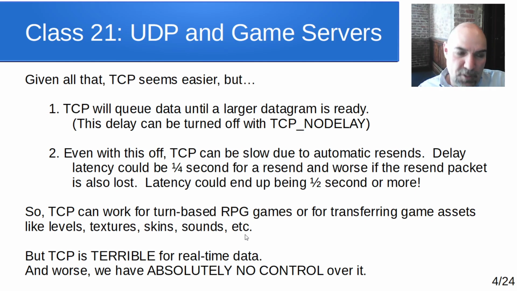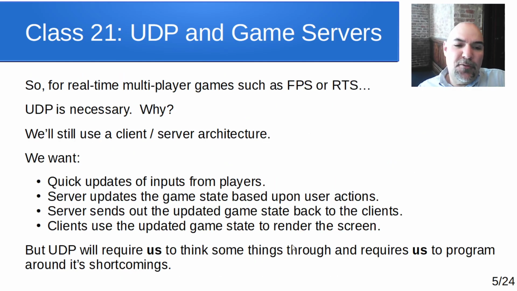And the worst problem about TCP/IP is that we have, as a programmer, no real control over it other than turning off the TCP delay. But that cannot improve our performance on the resend timeout latency, and the fact that some packets might get lost, and we don't have any control over what's going on behind the scenes with that. It just is going to happen. So for real-time multiplayer games, such as real-time strategy games or first-person shooters, UDP is really the way that you want to go with that.